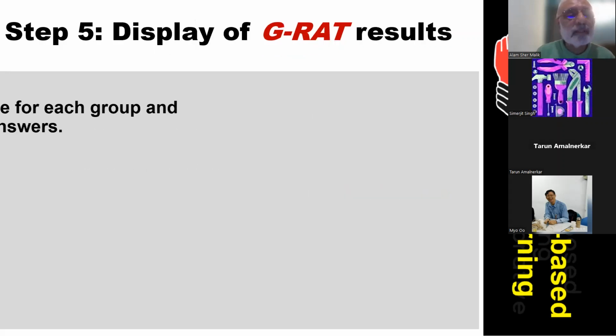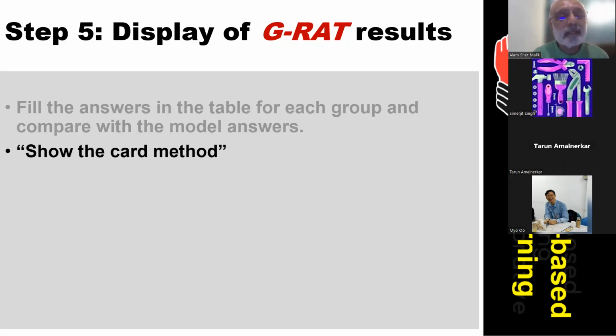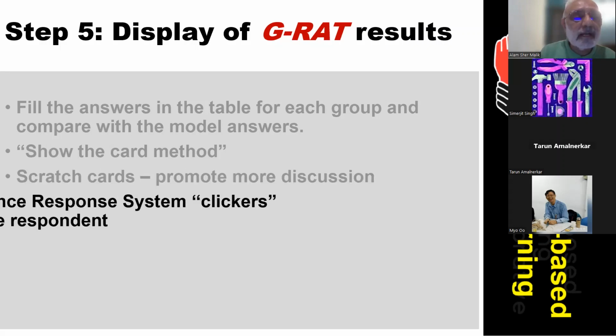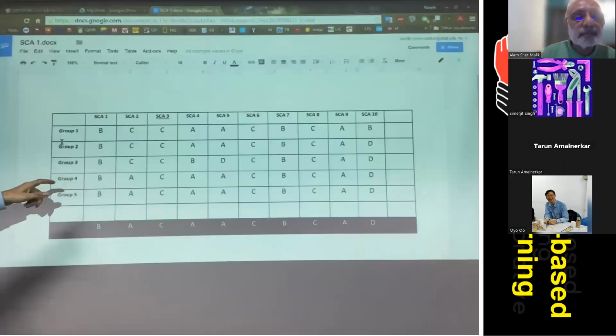So once they have done that, we fill the answers in the table for each group and compare with the model answer, the table as I have shown you earlier, and that can be projected. And as I said, apart from the table, there are many other methods: the show-the-card method, scratch cards, or the audience response system, which are clickers, which even handphones can use. Although the problem in this is that we would not be able to trace the respondent.